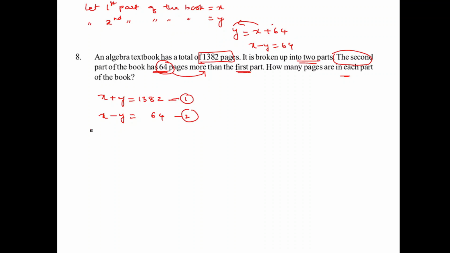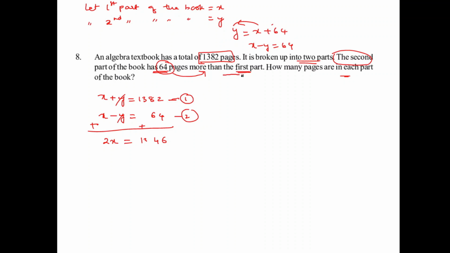So on solving these two, I just add them up so that y is removed. When I add up, I'll get 2x. Now when I'm adding these two, the right side comes out to 1446, right? Is this clear? So here we have minus 64, right?